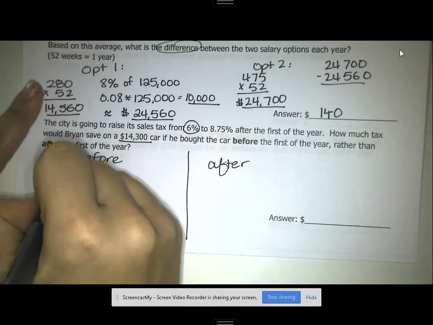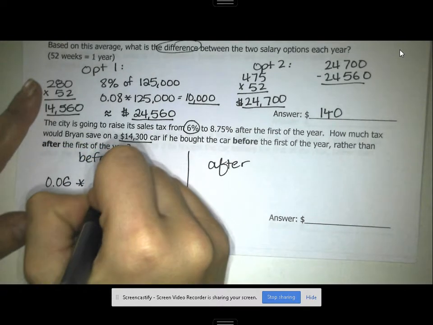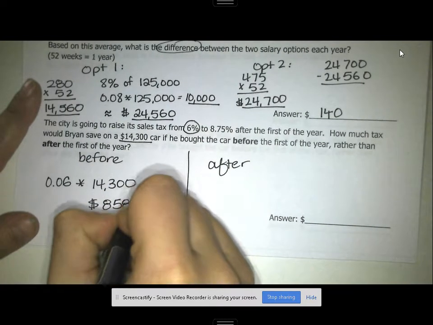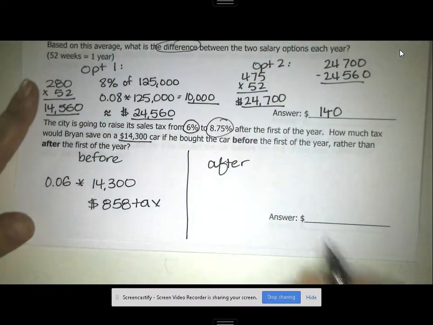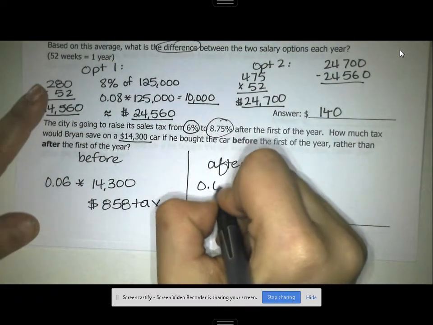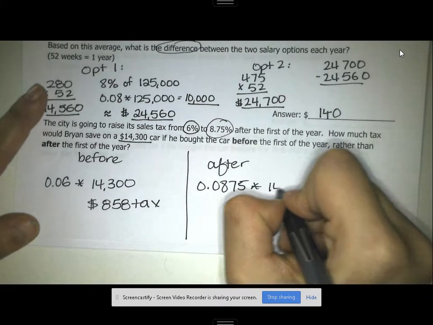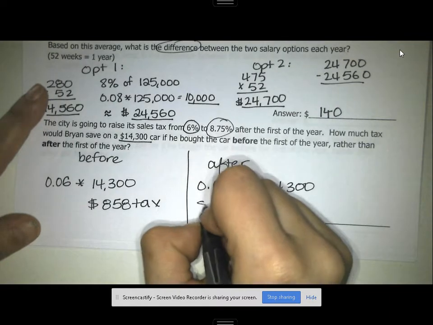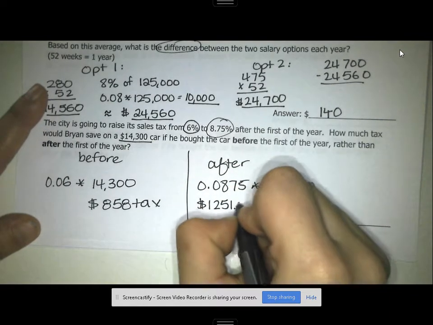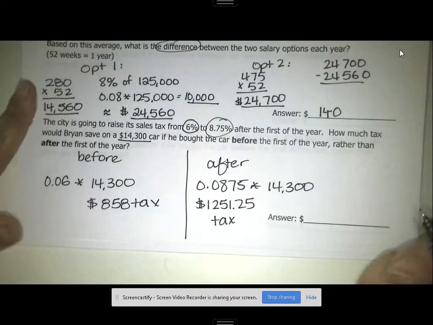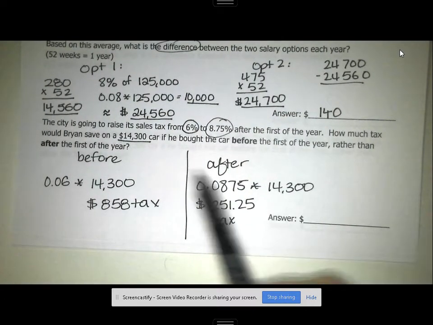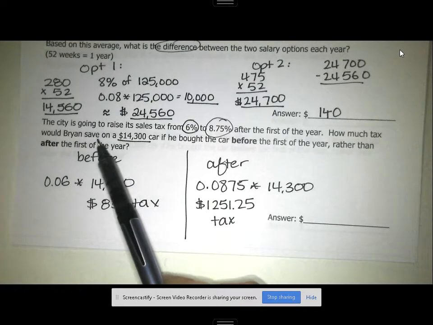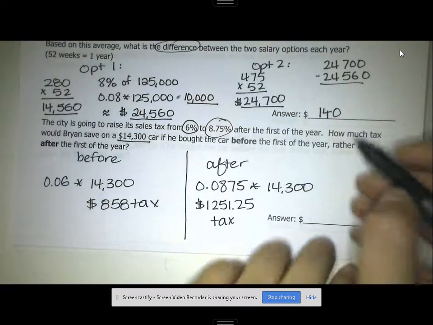So I'm going to do, okay, what is 6% of 14,300? And I get, it is $858 for tax. Now here, they're saying tax is now 8.75%. So that's 0.0875 times 14,300. And if that was the case, then you would pay $1,251.25 for tax. So you pay more for tax here. They increased how much tax you have to pay. So it would be better to buy before the first of the year. And they're saying how much would he save if he bought it before the first of the year? We're going to have to subtract here.